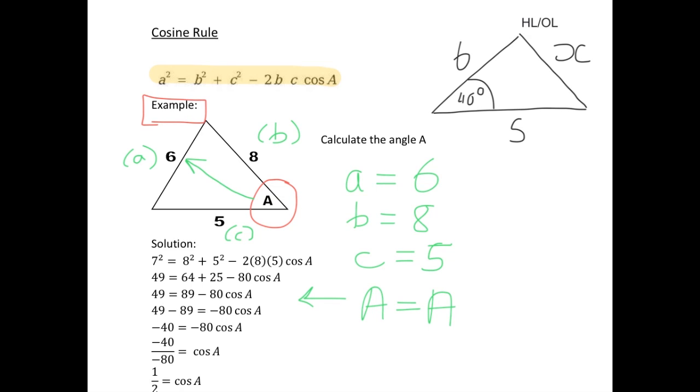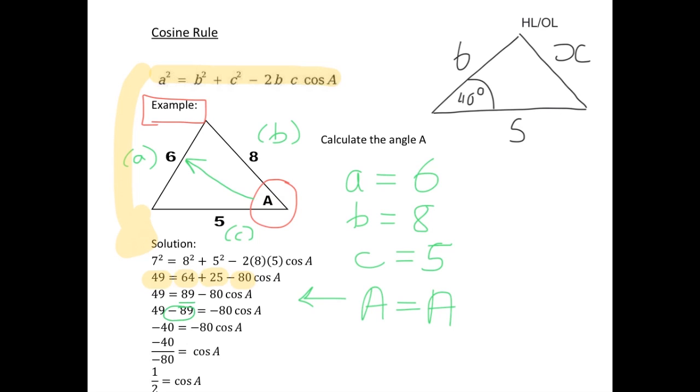So if we look, we start off by filling in our formula from up here, and we get 7 squared, which is 49, is equal to 8 squared, which is 64, plus 5 squared, 25, minus 2 times 8 times 5, which is minus 80, times cosine A. We'll add our 64 and 25 together to get 89, and we'll leave everything else as it is for this step.